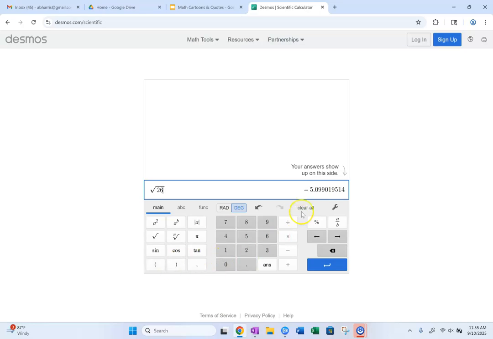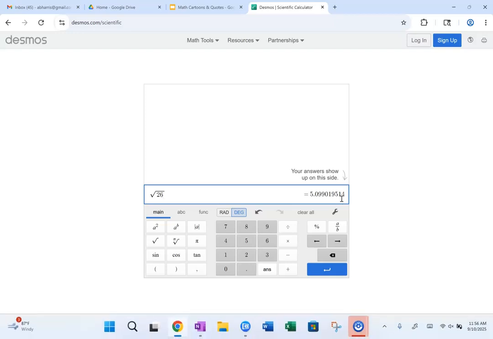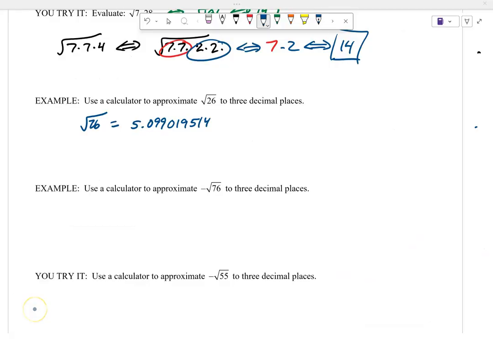So 5.099019514. Round that to 3 decimal places, so to the thousandth position. Again, we look to the right, it's a 0. Since it's a 0, it just leaves it the same. We don't bump that number up. 5.099. We could punch in the square root of 76 as well.